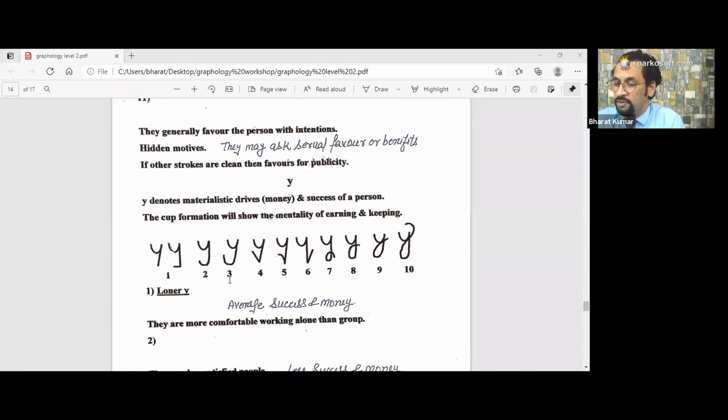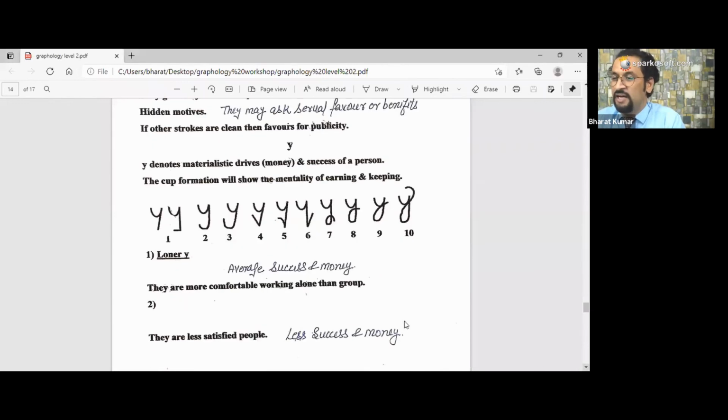Now, first type of Y. This is known loner Y. Generally, it is a kind of capital looking Y. So this is known loner Y.